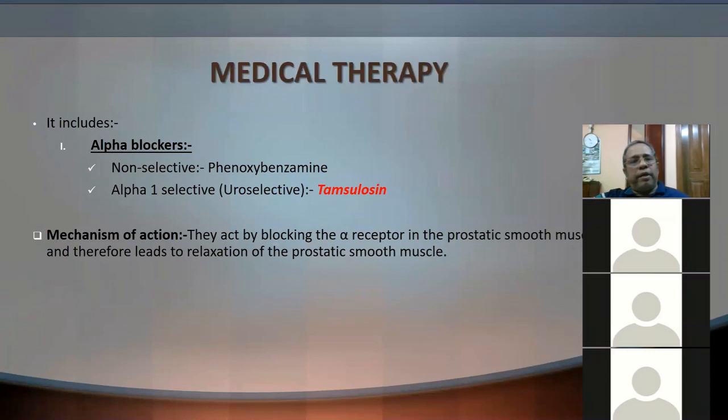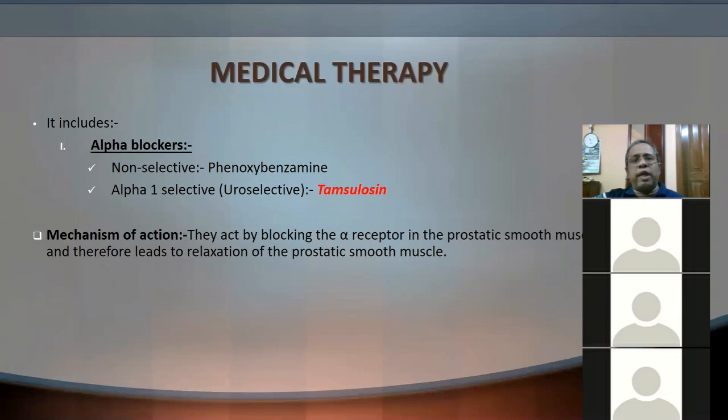What about the medical treatment? Nowadays, the medical treatment is alpha receptor blockers. Alpha receptor blockers have two types: one is selective, another is non-selective. Previously we prescribed the non-selective ones, phenoxybenzamine and prazosin, but nowadays we don't prescribe them. Nowadays we prescribe the more selective alpha receptor blocker, tamsulosin, because prazosin or phenoxybenzamine cause more postural hypotension and more systemic effects.